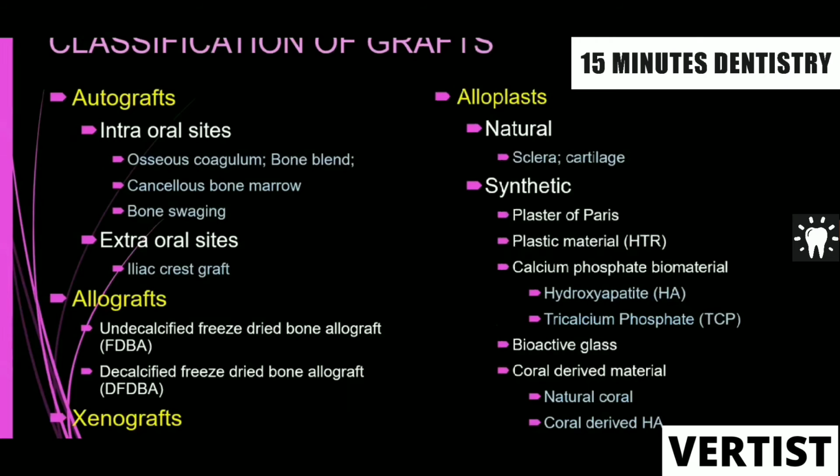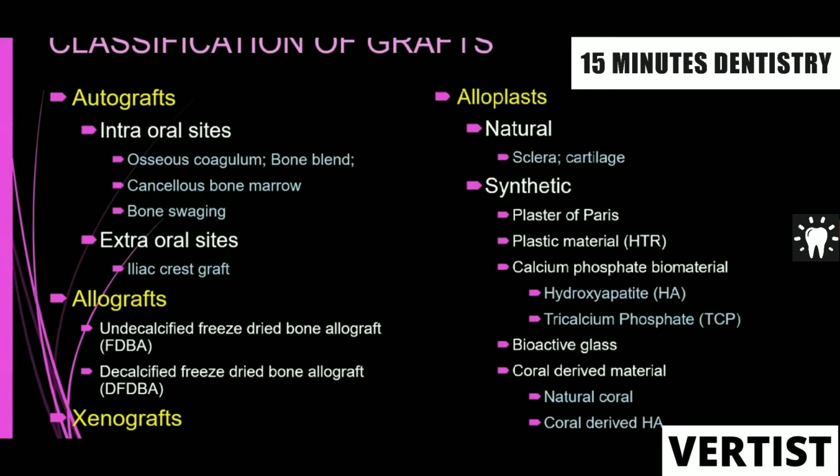They are classified as autograft. They can be from intraoral sites like osseous coagulum, bone blend, cancellous bone marrow or bone swaging, whereas for extraoral sites we have iliac crest bone, which is not commonly used. Allografts like DFDBA and FDBA are available in the market. Then xenografts like calf bone and keel bone from the animal side can be used.